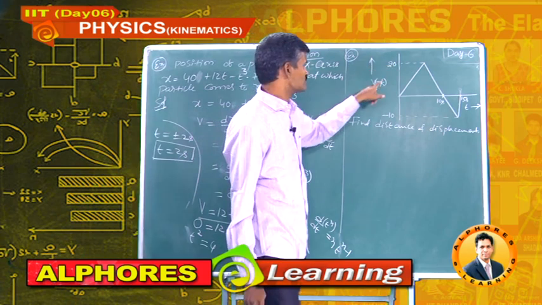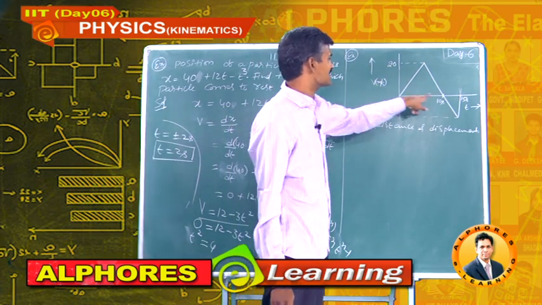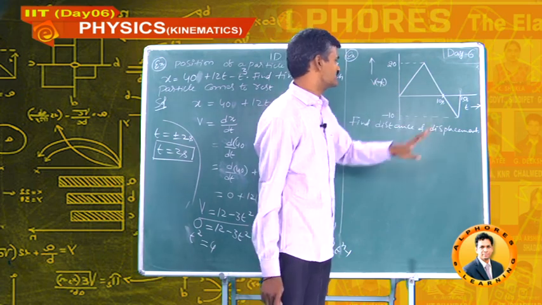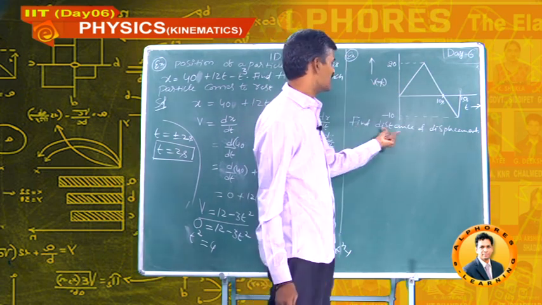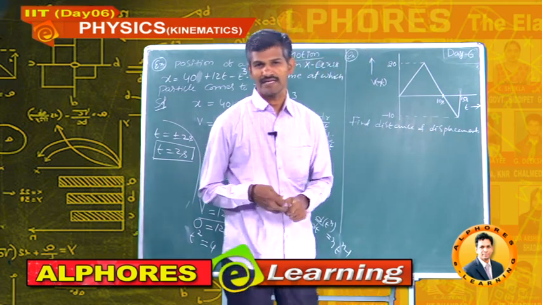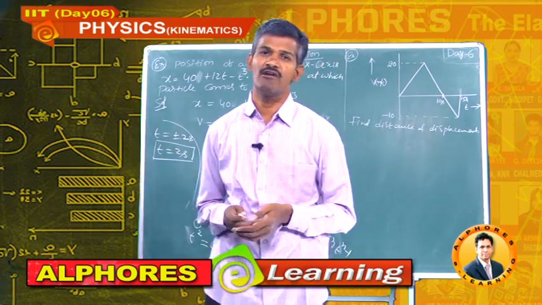Next, our next question is, the velocity time graph is shown in the figure. This is the velocity time graph. Find the displacement and distance travelled by the particle.